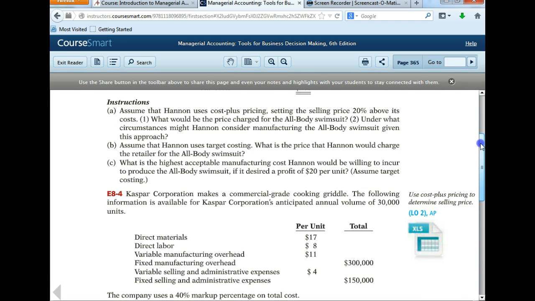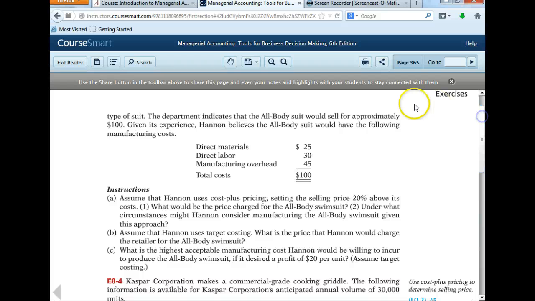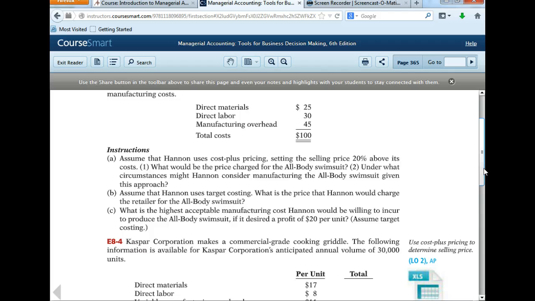Well, if we're dealing with target costing here, in this case we're assuming the price is only going to be $100. Hannon believes the all-body suit would have the following manufacturing costs, but they think it would sell for $100, so that's what they're going to have to sell it for. But again, they're not going to make money on it. When you're dealing with target selling price, it's what the normal market's going to bear, and they won't make money if they did that.